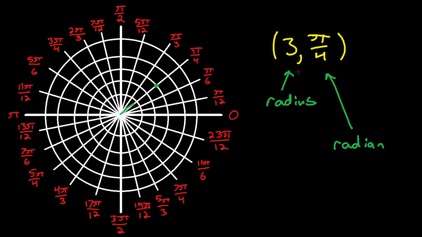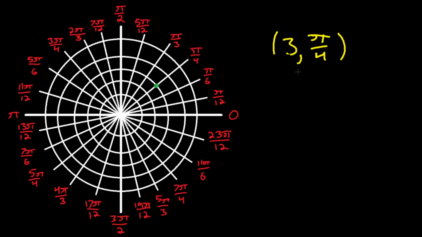Now, if I were to draw a line from the origin to your point and form the angle with the positive horizontal axis, then you would get pi over 4 radians, which is exactly what pi over 4 radians means. It's the angle between the line from the point to the origin and the positive horizontal axis. There you go. So 3, pi over 4 is this point right here.